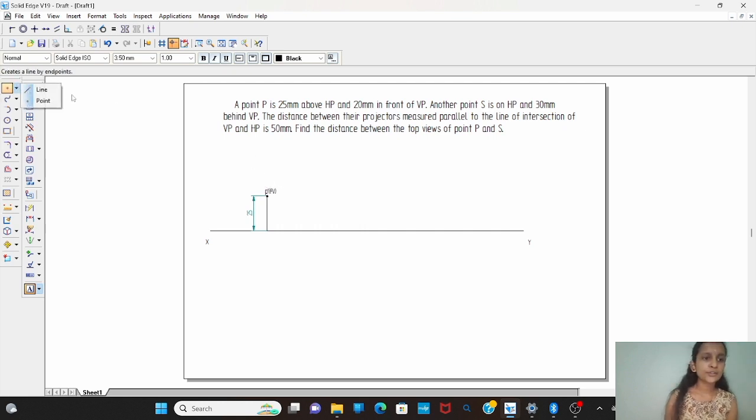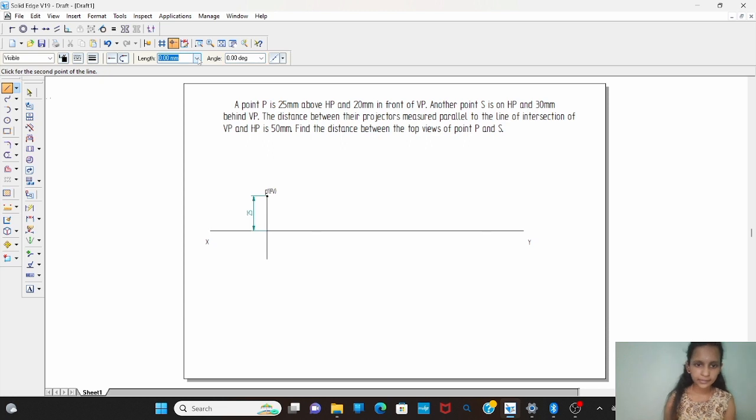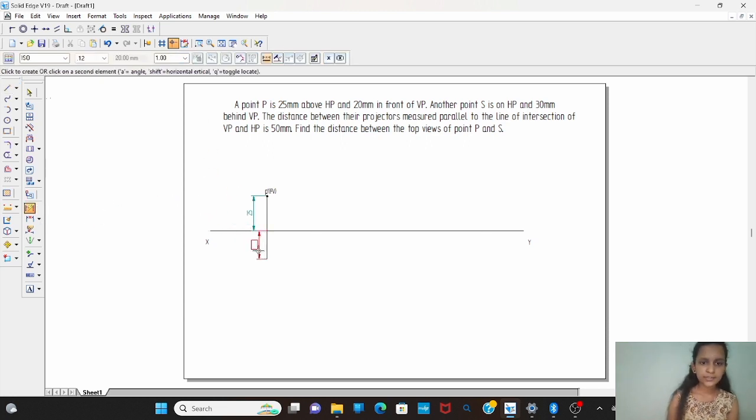Again, select the line option of thickness 0.13 mm, of length 20 mm, and the angle is minus 90 degree. Move to smart dimension, measure its distance. It should be of 20 mm.